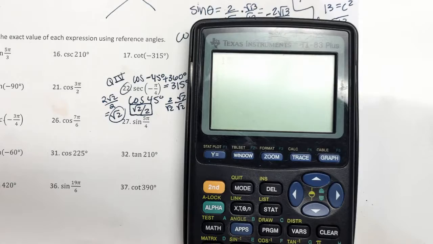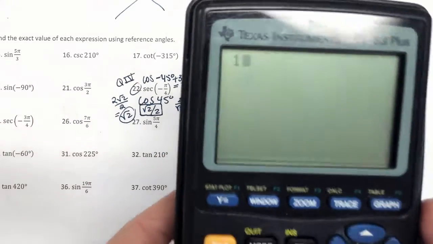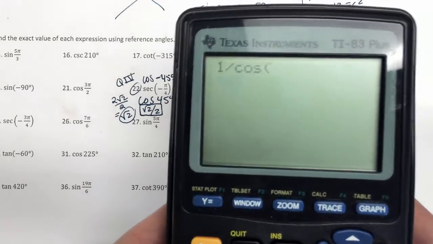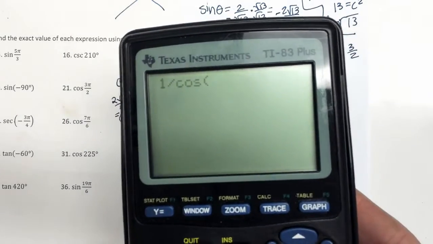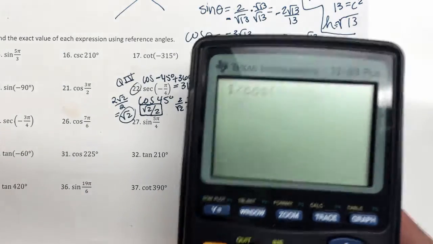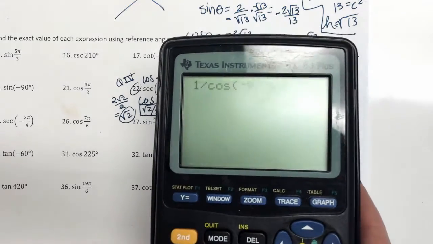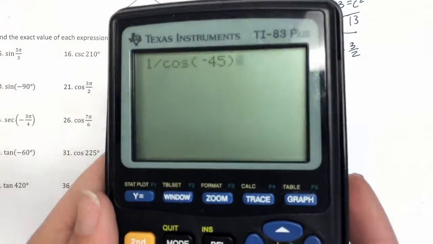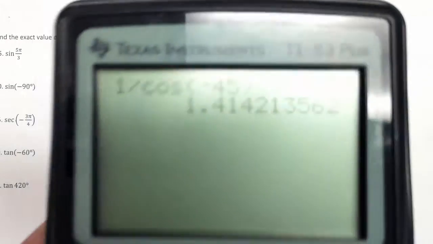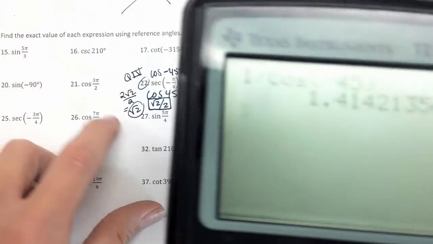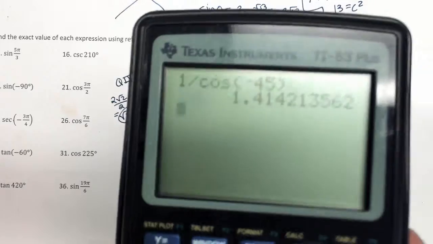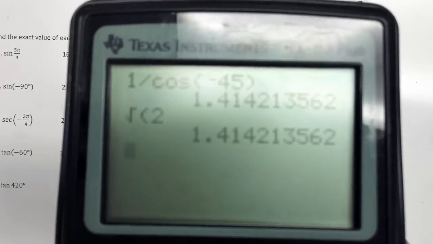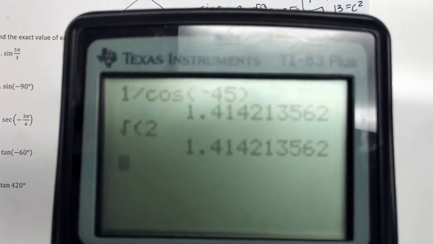Yes. So to type in your calculator, you just do, can y'all see that? 1 divided by, if you want to try it, cosine. So it's the opposite, it's 1 over cosine of, this was negative 45 degrees, right? This right here. Hit enter, and then it gives you this crazy number. Now type your answer in, which our answer was what? Square root of 2. See how they're the same thing? That's how you can check it.